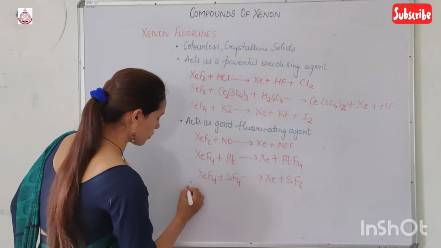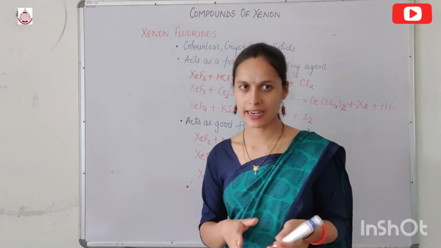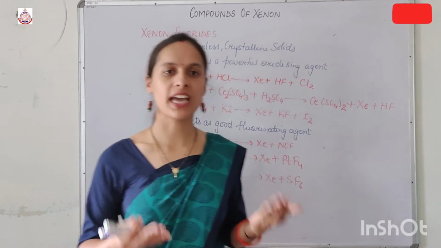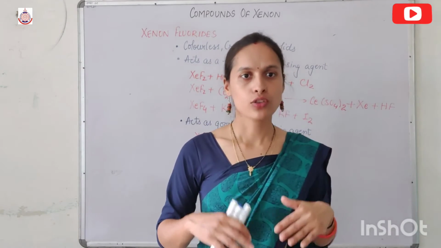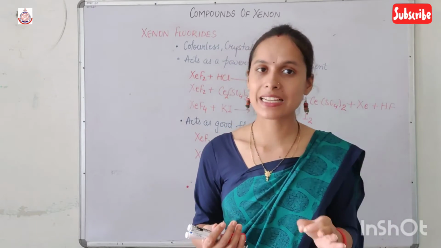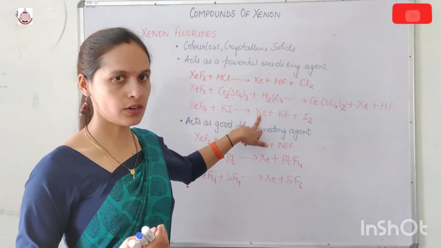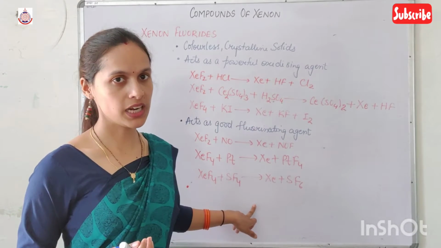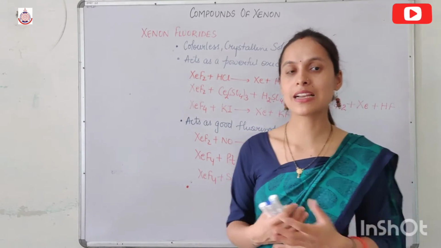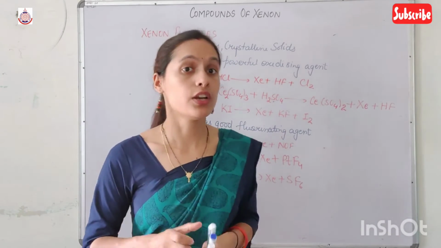Now, if I talk about the compounds which contain a heteroatom attached with an alkyl or aryl group, in those compounds the xenon fluorides act as both oxidizing as well as fluorinating agents. So they will oxidize or fluorinate the heteroatom which is present with the alkyl or the aryl group without affecting the alkyl or the aryl group.